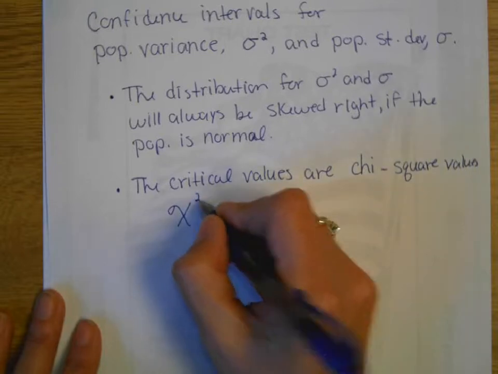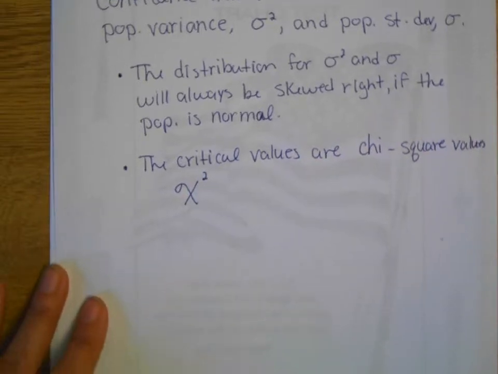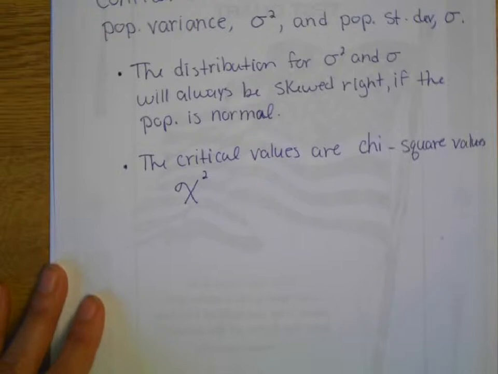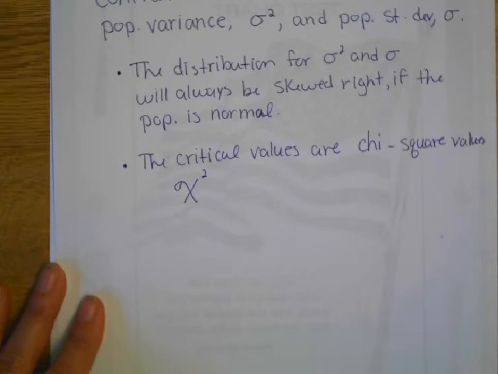So it's like a loop thing? Yep, with that little loop thing. Oh, okay. So it's chi-square. That's the symbol. We have z's, we have t's, now we have chi-squares. And it's just the Greek letter that goes with the critical value for this skewed right distribution.